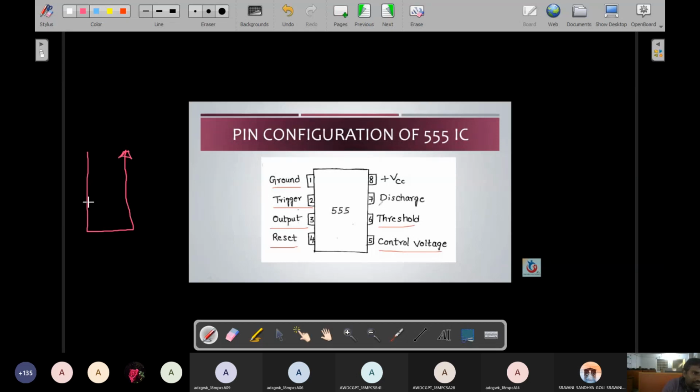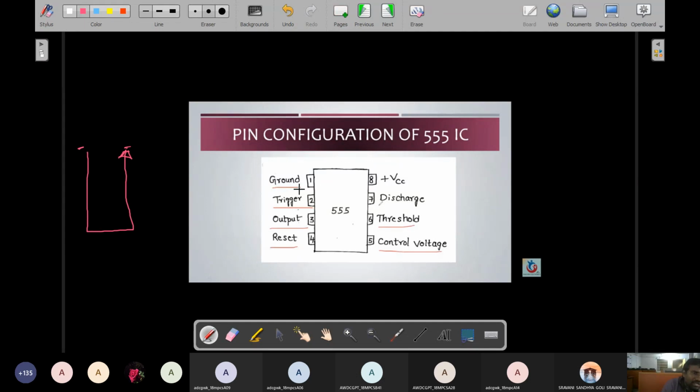You will start from this point and you will end at the same point. So this is the direction of the IC pins. This is the first pin, second pin, third pin, fourth pin, fifth pin, sixth pin, seventh pin, eighth pin.